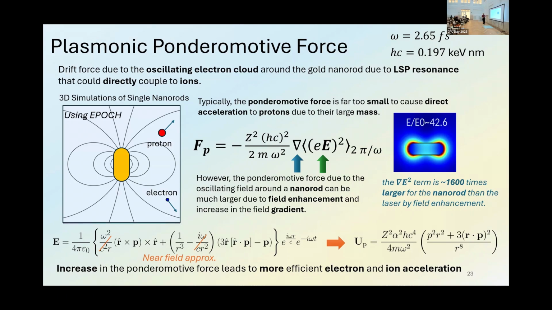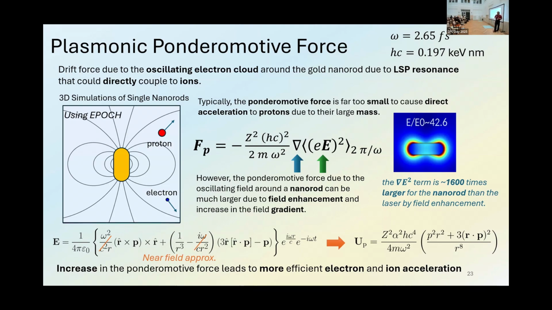The ponderomotive force is basically a force which comes from any oscillatory electric field. And the important thing I want to mention here is that it depends on Z squared of the charge feeling the force. It depends on the gradient of the electric field squared. So when we include these nanorods into the material, we not only get an increase in the electric field due to the field enhancement around the nanorods that I showed before, but we also get a huge increase in this gradient.